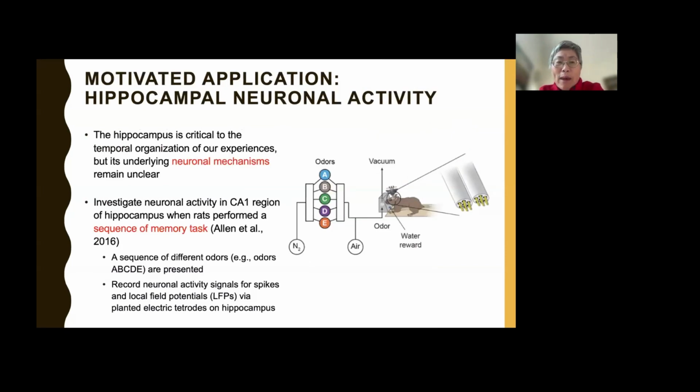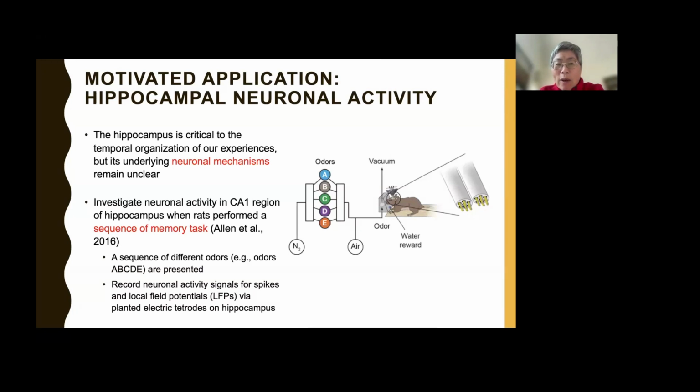It's not just the usual memory. So what's episodic memory? Let's say you get up early in the morning like me today, and in my mind, probably I'm already organizing what I'm going to do first, what I'm going to do second. This is called episodic. It's like you're organizing the things you need to do in a sequential manner. We know the hippocampal area is very critical to the temporal organization of our experience. But still the neuronal mechanism remains unclear.